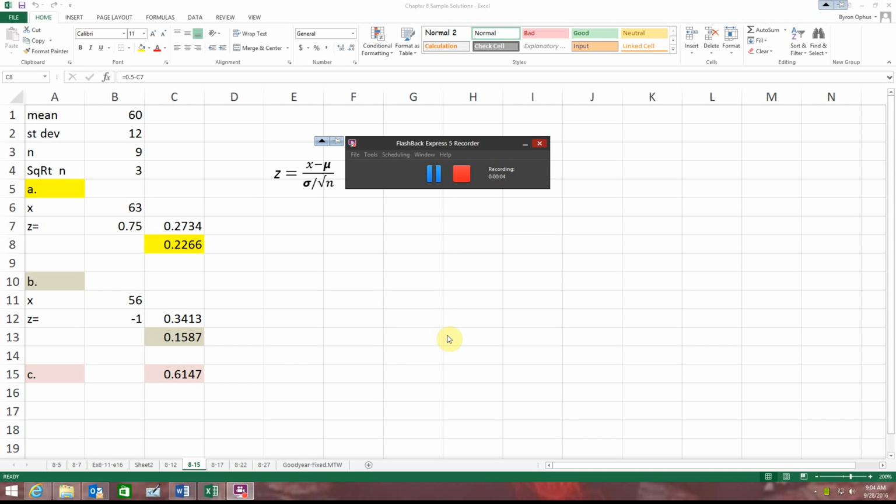815, which is like your 816 that's assigned, very similar. It says a normal population has a mean of 60 and a standard deviation of 12. You select a random sample of 9. Compute the probability the sample mean is greater than 63, or is (a) less than 56, (b) between those two.